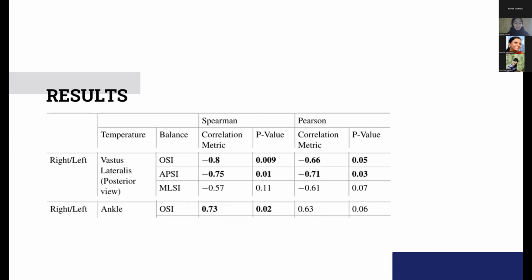In our study, the relationship between the mean temperature value of the vastus lateralis muscles and the overall stability index, anterior-posterior index, and medial-lateral index of the balance test results, as well as the relationship between the mean temperature value on the ankle region and the overall stability index and anterior-posterior index of the balance test results, were observed to be significant according to Spearman and Pearson correlation tests.